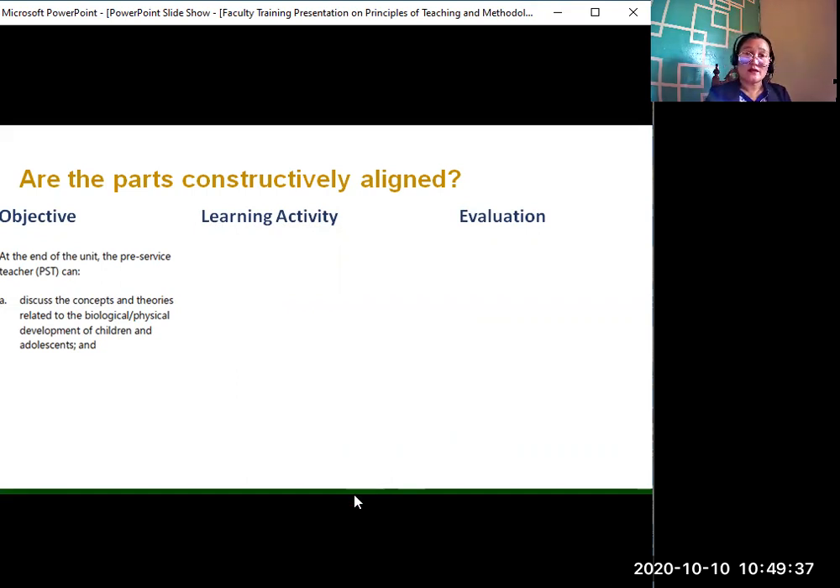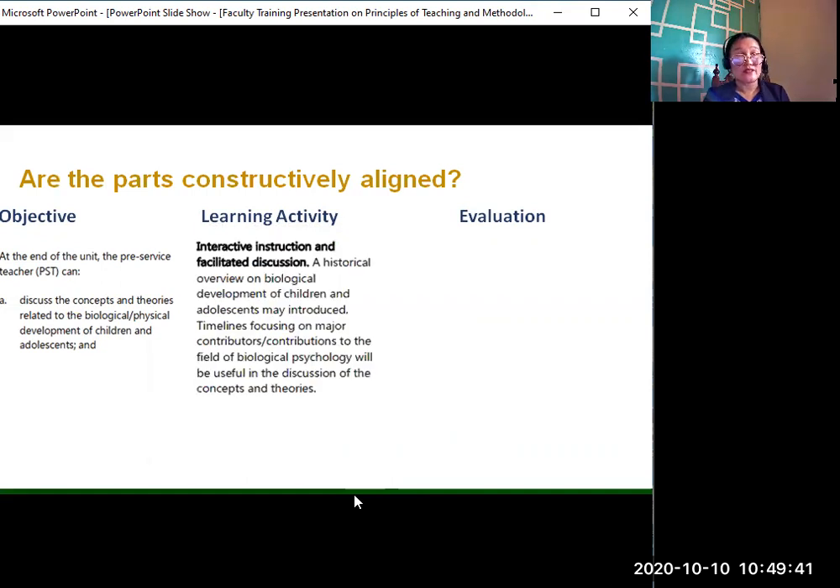So what is the possible learning activity for this type of objective? We have interactive instruction and facilitated discussion. So we can see here the frequency of the term used, the outcome verb discuss, and how the learning activity has been characterized by discussion activity. Hence, we can infer from the objective to the learning activity that they are aligned.